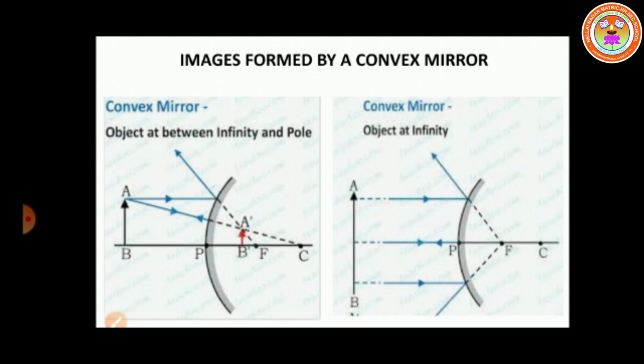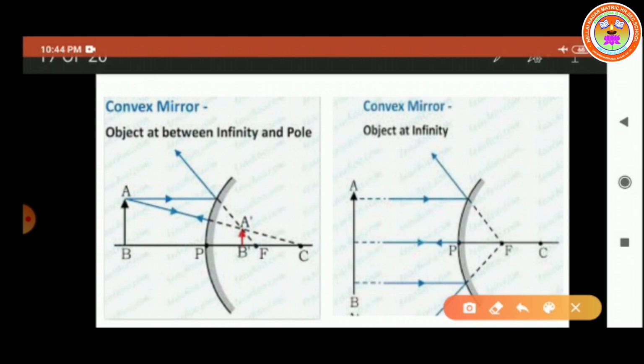Here only two cases are given. Suppose the object is located at the infinity point. See the second diagram. The object is located at the infinity point. So AB is taken as the object, and the light will be reflected on the outer side. This is taken as a convex mirror, and after that the light is reflected. The reflected ray only comes from the extended form. It passes through the principal focus point. So at this point only the image will be formed.